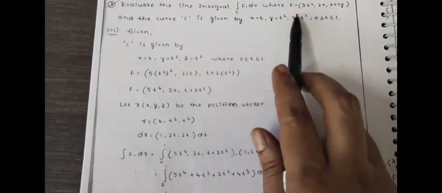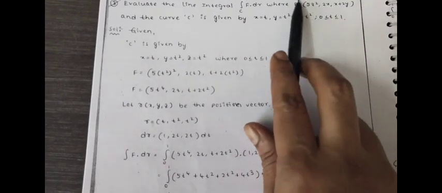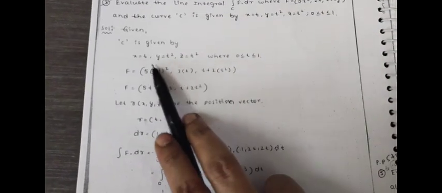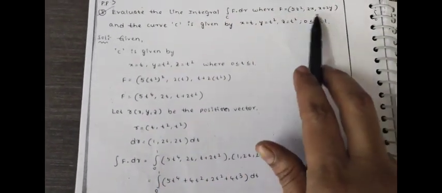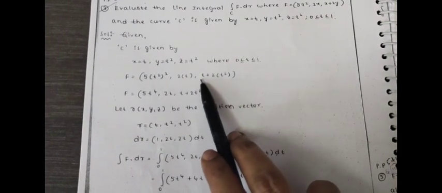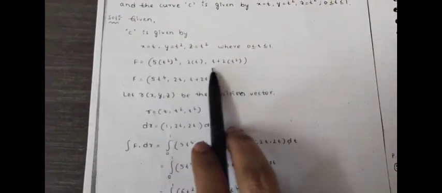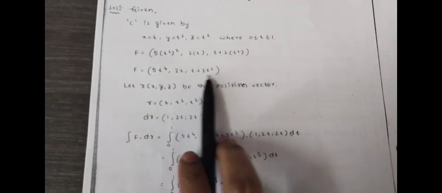And whatever the field is given, convert this field in terms of t, that is z is equal to t square, substitute here, and x is nothing but t here, and x plus 2y, when you are substituting x is t, y is t square, whatever it is given. Then it is in terms of t here.